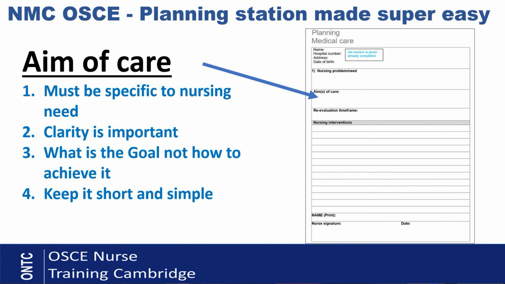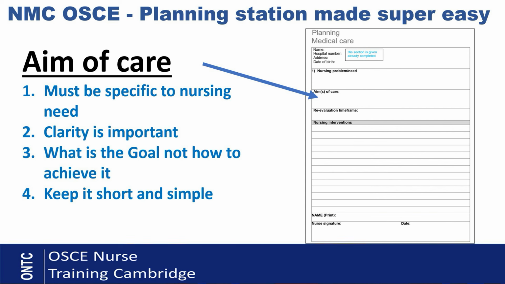Second thing is, clarity is important in aim of care. So don't make a full paragraph out of it. Just one or two sentences, but very clear what you're aiming for. So if somebody is at risk of developing wound infection, say post-op, our aim should be prevention of wound infection. So if your nursing need says risk of something, then you can always add prevention to prevent that risk in your aim. So it has to be relevant. It has to be very clear.